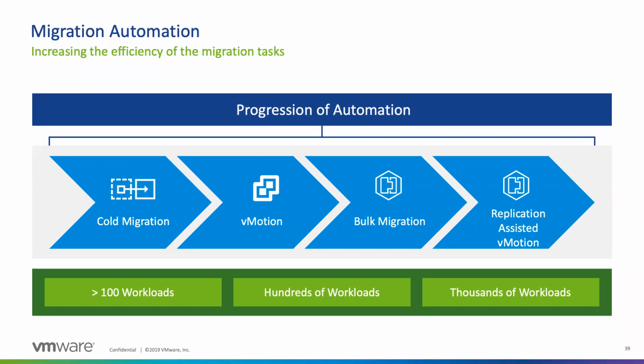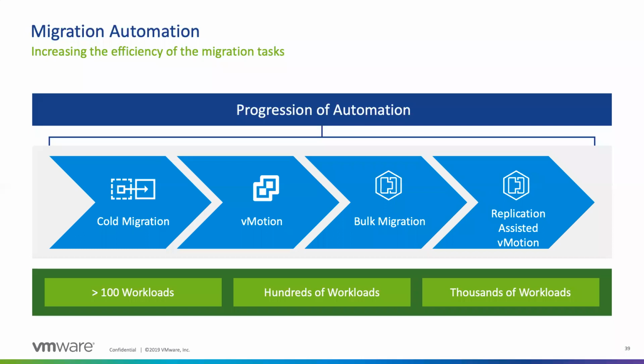A bulk migration replicates the workload while it's alive. So while it's on, it's replicating out to the cloud. And then it triggers a reboot of that workload, and then it starts up in the cloud. So it is minimal downtime, but there still is that reboot and that startup in the cloud.